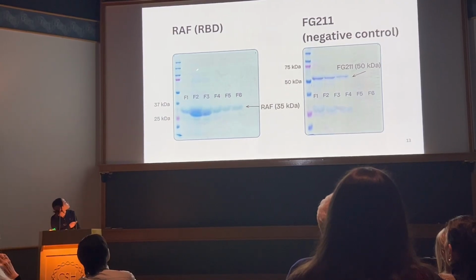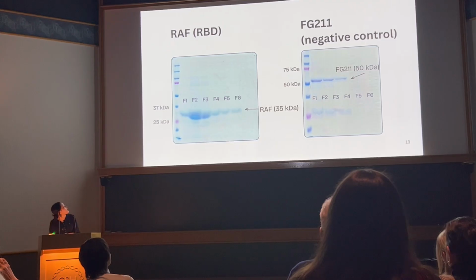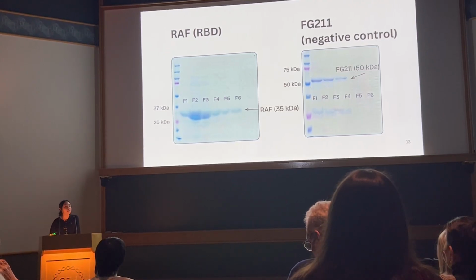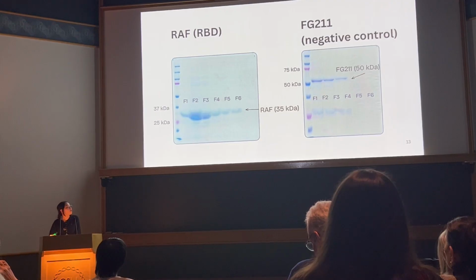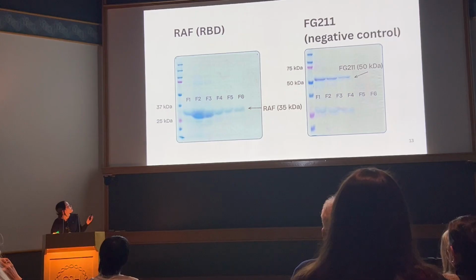So this is our result from purifying the ROF, and this is our result of purifying FG211. FG211 is a negative control because it's a protein that's totally irrelevant to both ROF and ROS, so it shouldn't show any interaction with both proteins.